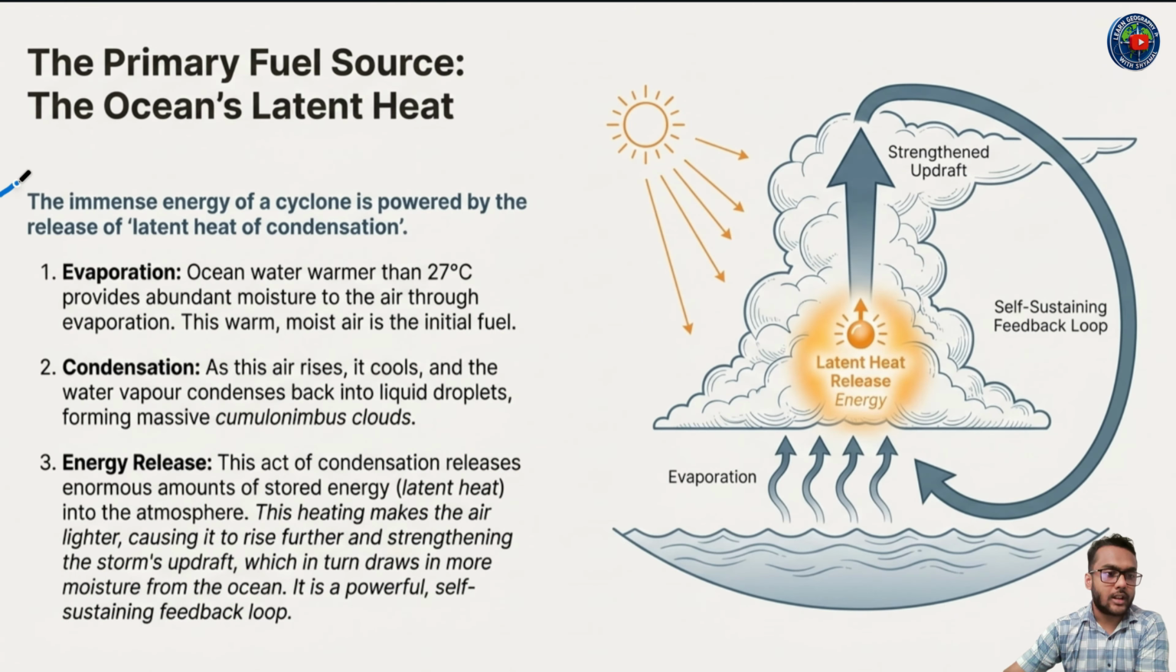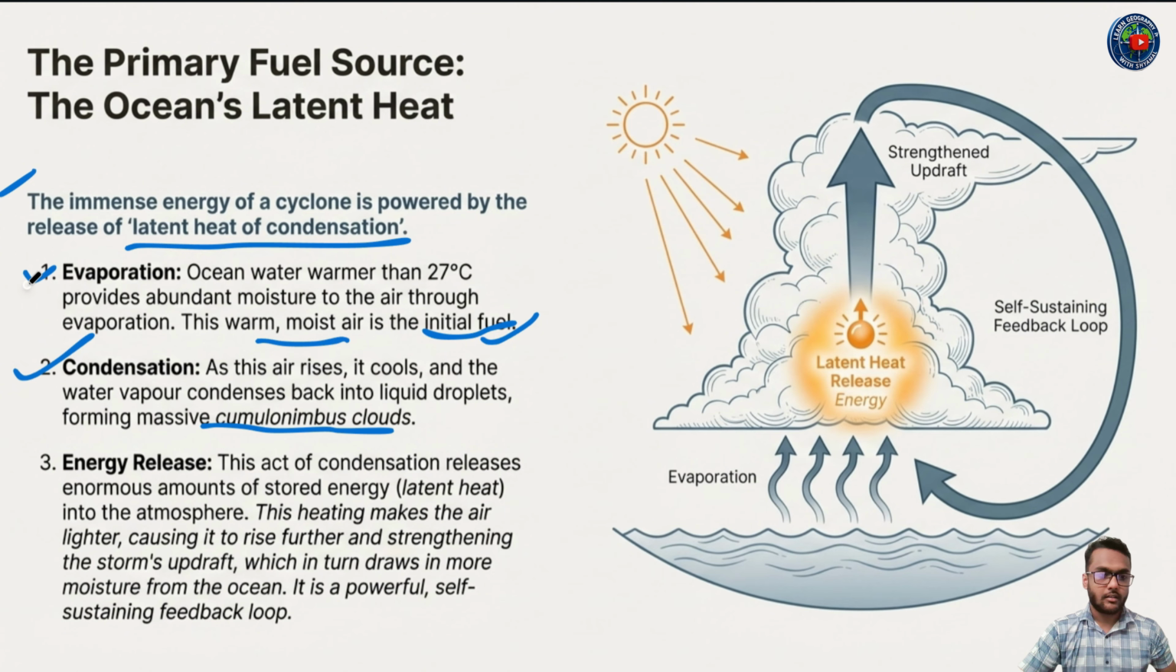Now, the immense energy of a cyclone is powered by the release of latent heat of condensation. First, evaporation: ocean water warmer than 27 degrees Celsius provides abundant moisture to the air through evaporation. This warm moisture is the initial fuel. Then condensation. As this air rises, it cools and the water vapor condenses back into liquid droplets, forming massive cumulonimbus clouds.